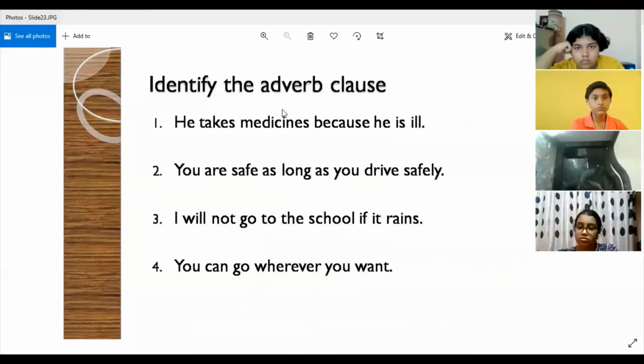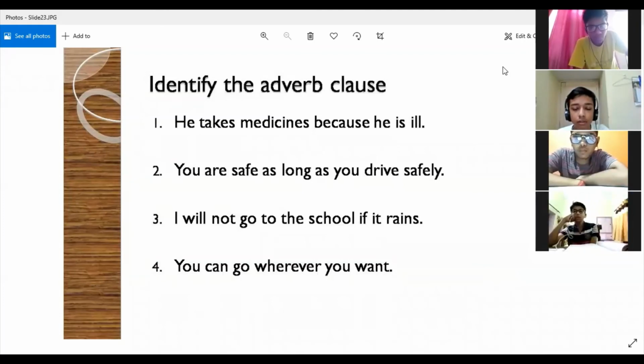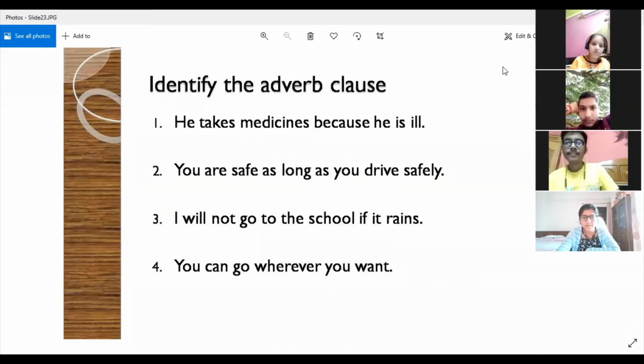Next, you have to identify the adverb clause in these sentences. Priyanshi, have you answered today? Yes, he takes medicine because he's ill. You will have to tell me the type of adverb clause as well. Ma'am, reason. Adverb clause of? Ma'am, reason. Cause, you mean? Yes. Adverb clause of cause.